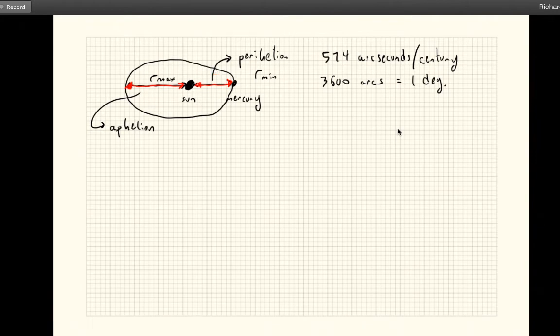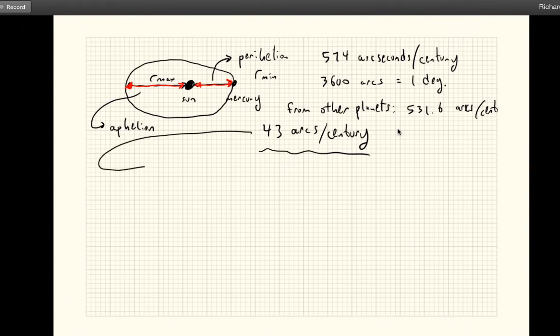And even quite some time ago, the perturbations from the other planets were known to give a large fraction of this. So the perturbation from the other planets was about 531.6 arc seconds per century. Okay, but that left this discrepancy of about 43 arc seconds per century, right?